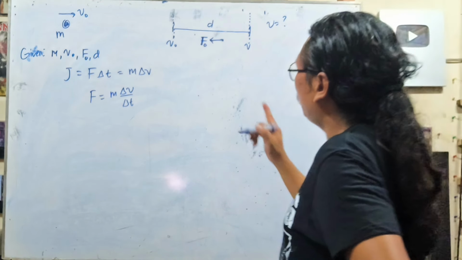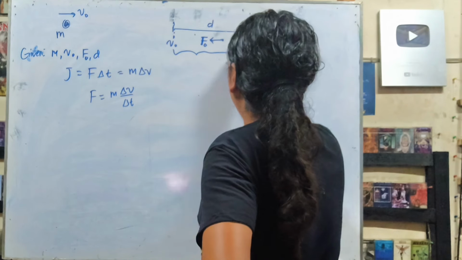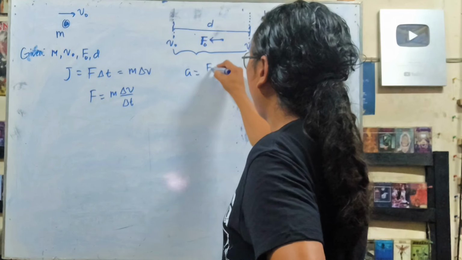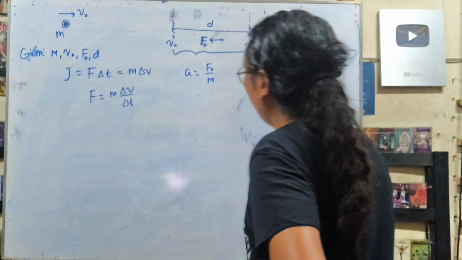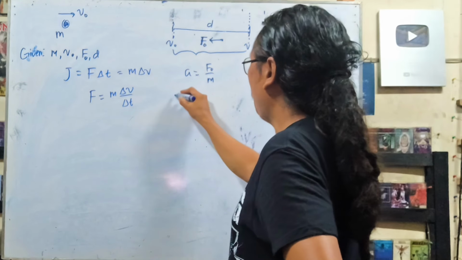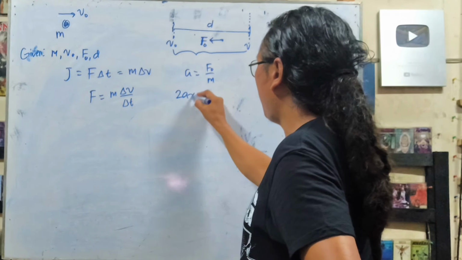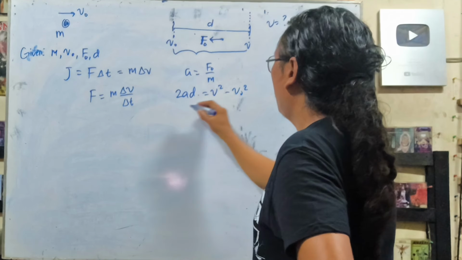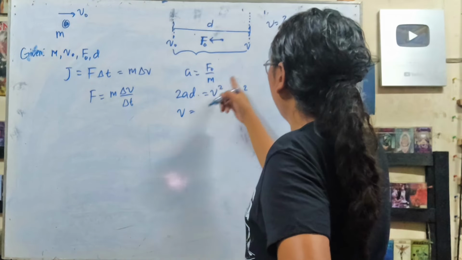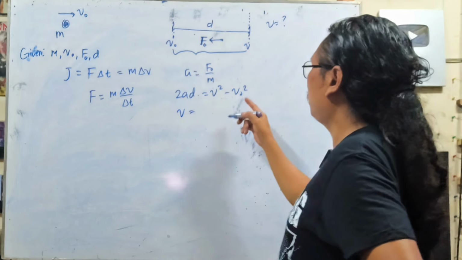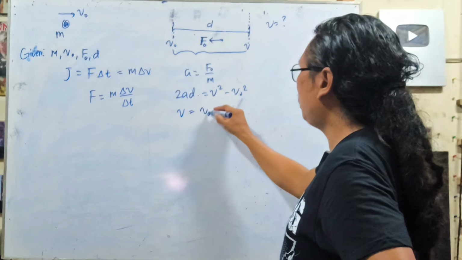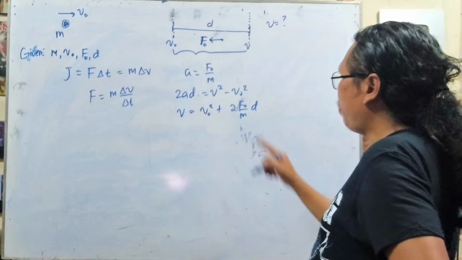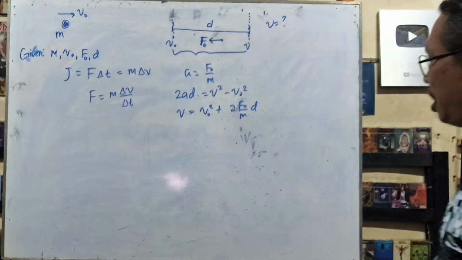To know that, we have to know the acceleration, the deceleration. The acceleration is equal to F naught over m. So we can now get the acceleration and we can find v. What's v? By using 2ax, or in this case 2ad, equals v squared minus v naught squared, our v squared is just v naught squared plus 2 F naught over m times d. These are all given, so we can find the velocity there.